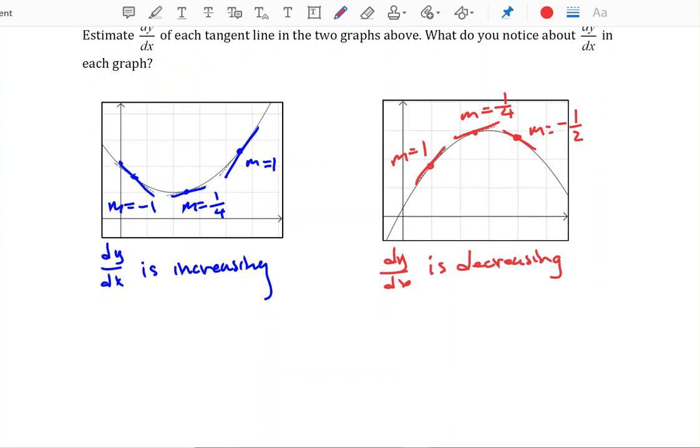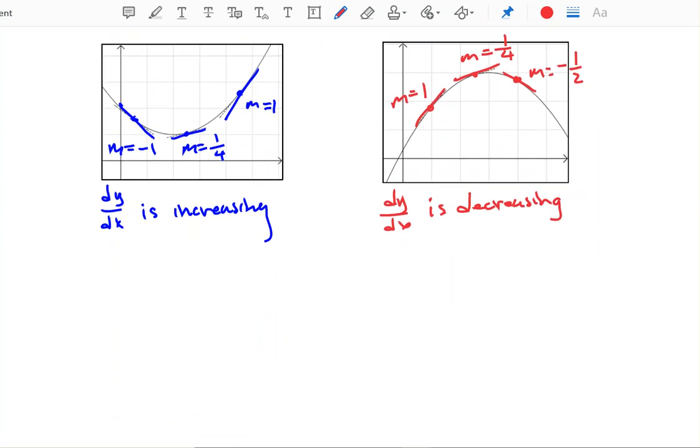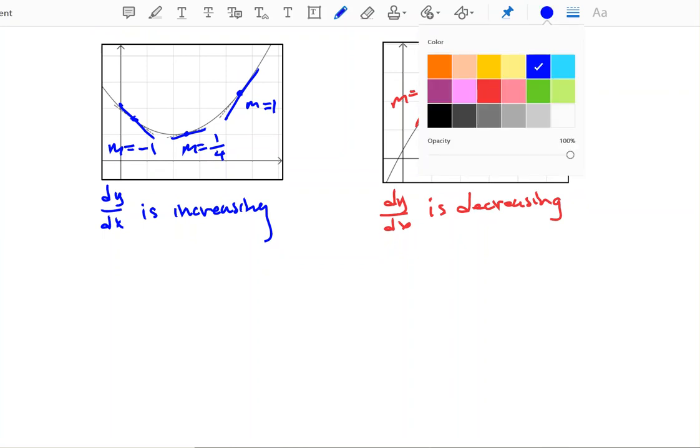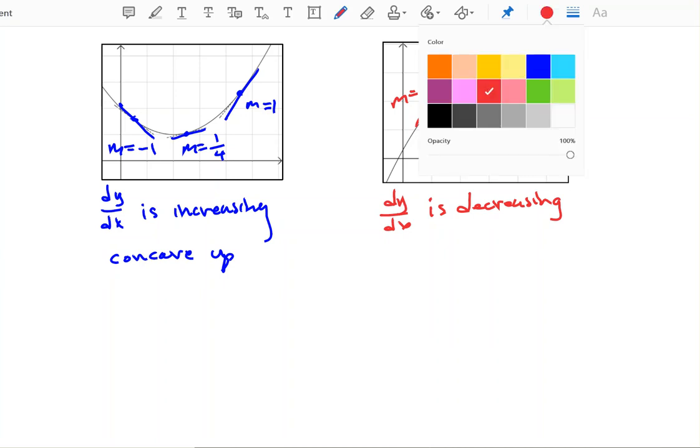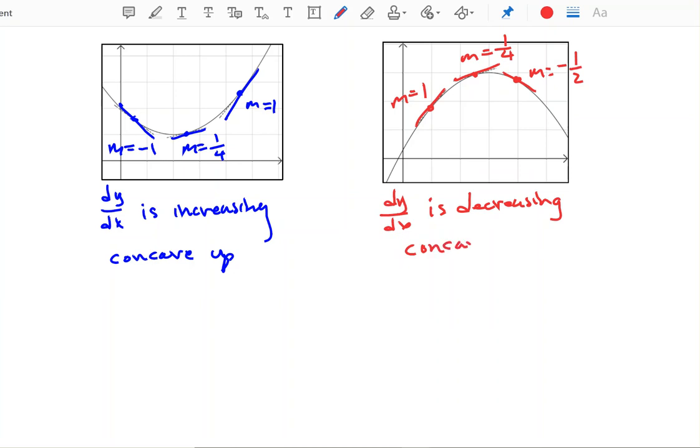Well, there is a word that relates to these two general shapes of graphs, and that word is concavity. In the first graph, we would describe this graph as being concave up. A graph where the slopes are increasing as you go left to right, and you'll notice the shape looks kind of like what you get from an upward-facing parabola. Whereas in the second graph, we are going to call this concave down. And again, the general shape of a downward-facing parabola, approximately.